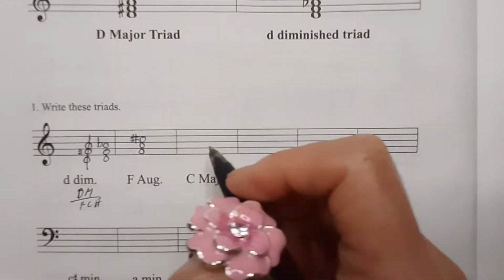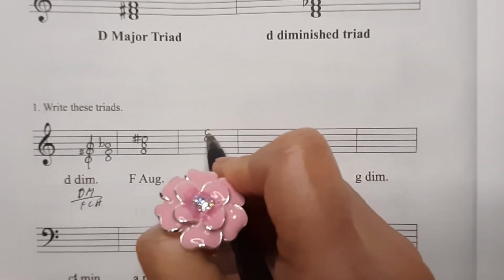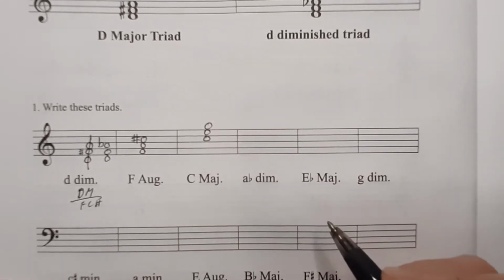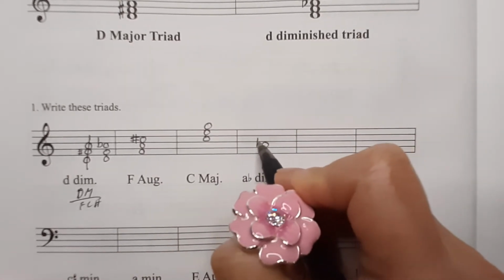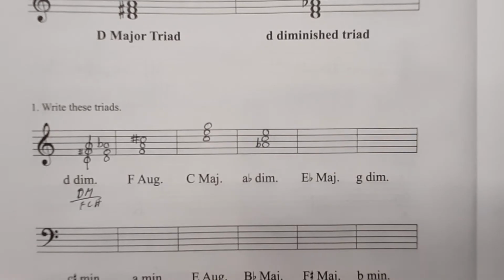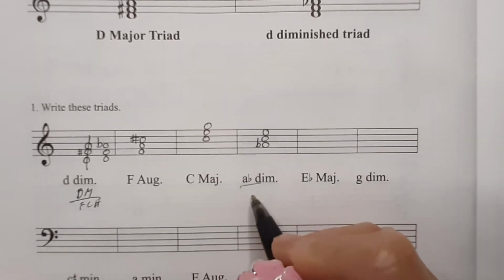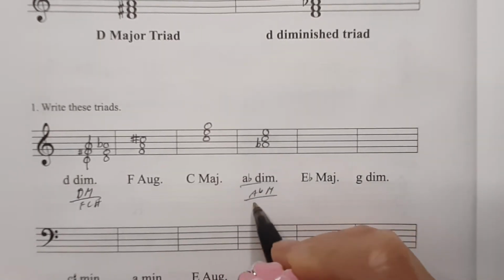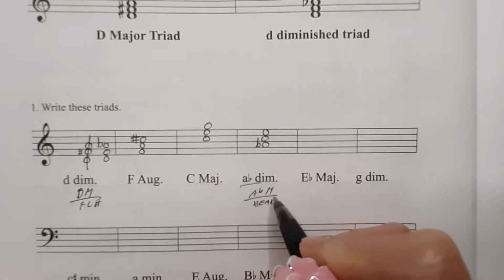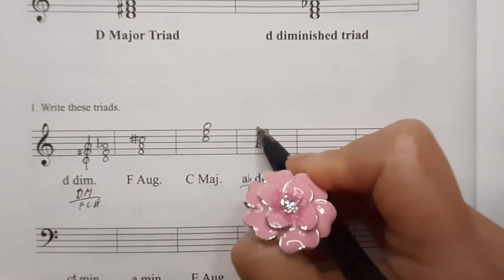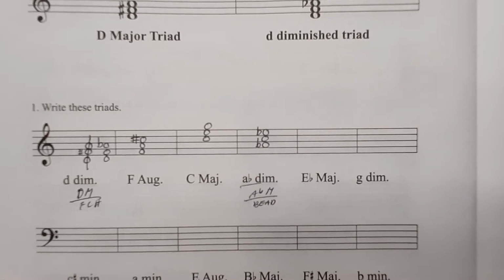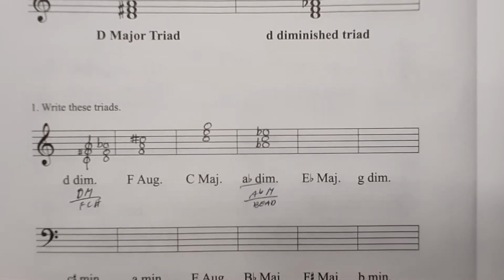Now C major. Oh, C major is always easy. C, G. That's it. A flat. Here's A flat. All right. Now in the key of A flat major, what do we have? B flat, E flat, A flat, and D flat, right? So when you do this, this is A flat major triad.